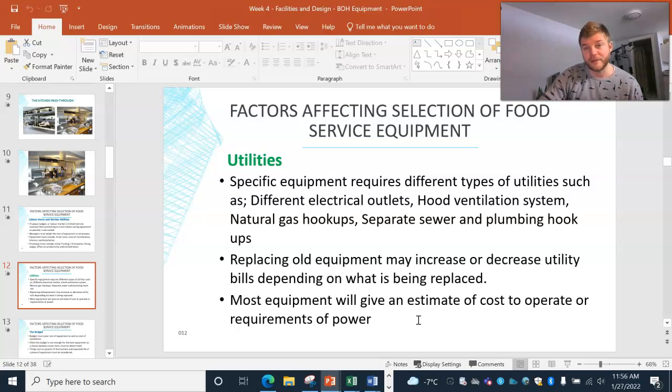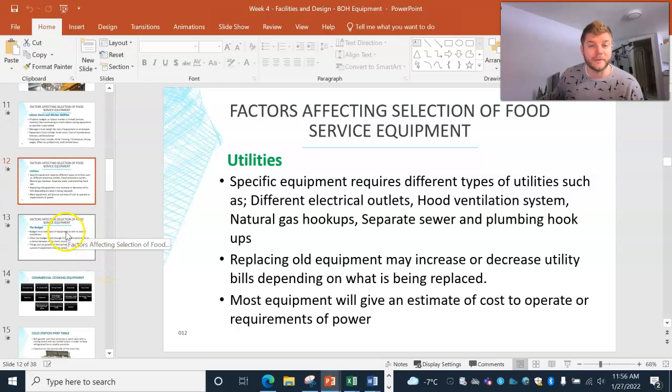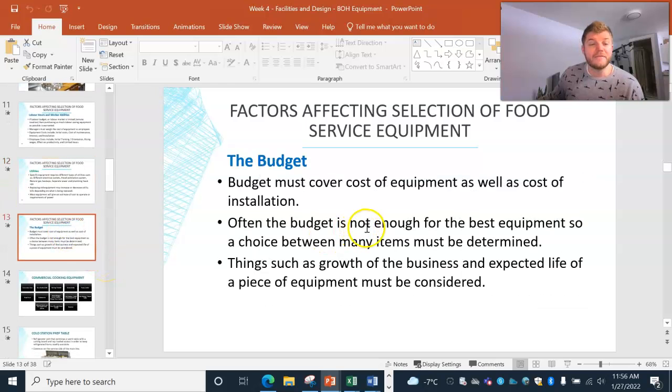When we go through and look at all the equipment that we'll purchase for our major project, it should give you an estimate of how much it's going to cost to run inside an actual food service establishment. And then finally, we have the budget. So the budget is the overall cost of all the equipment as well as installation. Often the budget is never going to be enough. That's the thing with budgets.